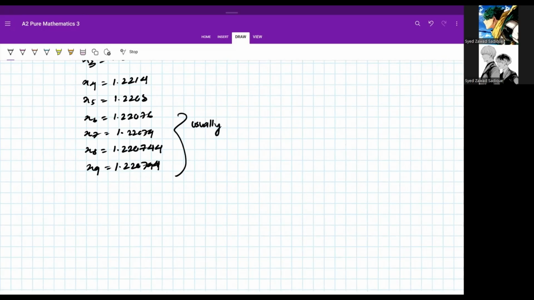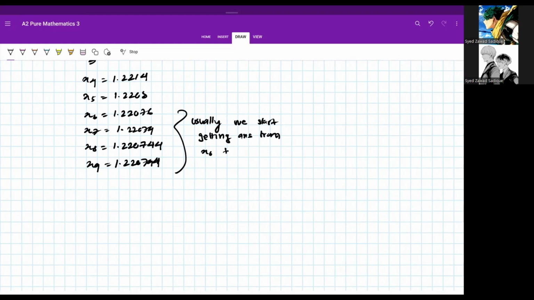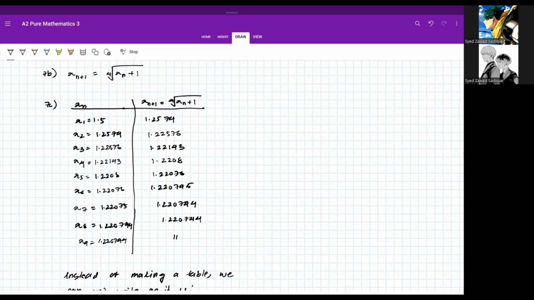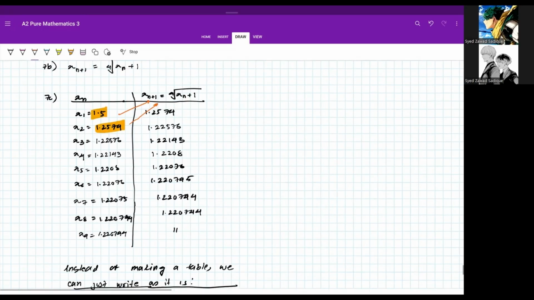Usually, we start getting answers from x6 to x9. Now, again, I know what you guys are doing. You are thinking that you have to take this value, then put it here, and then take this value and put it back here. No, that's wrong. Okay? There's a much simpler way to do it.